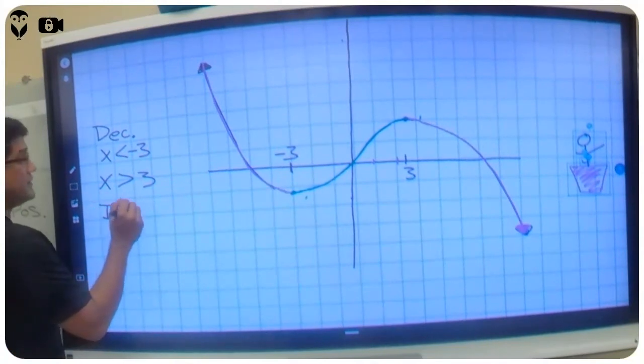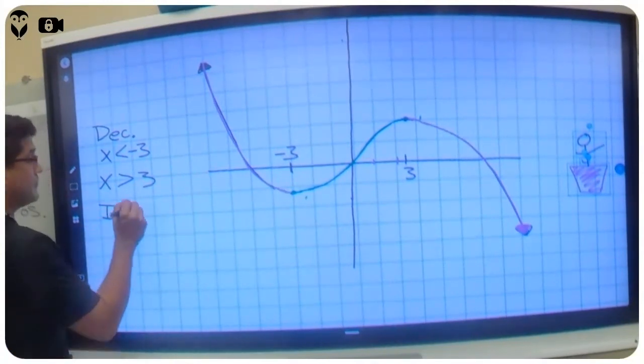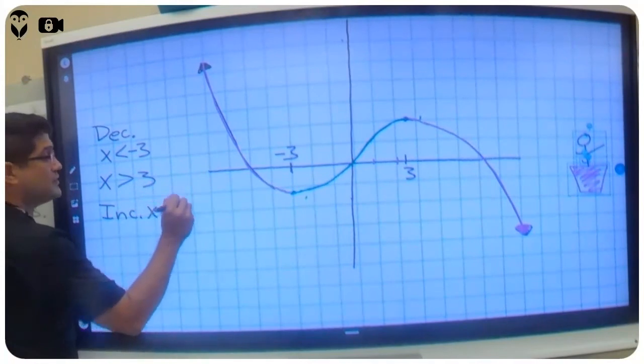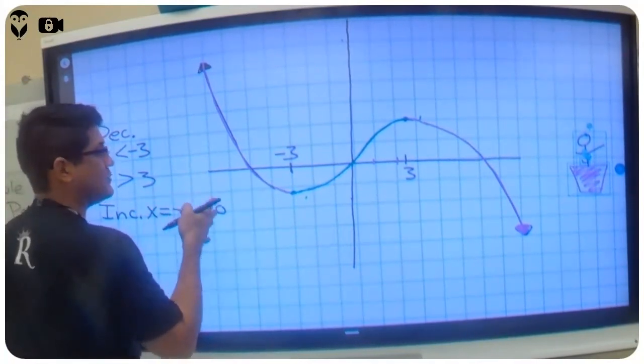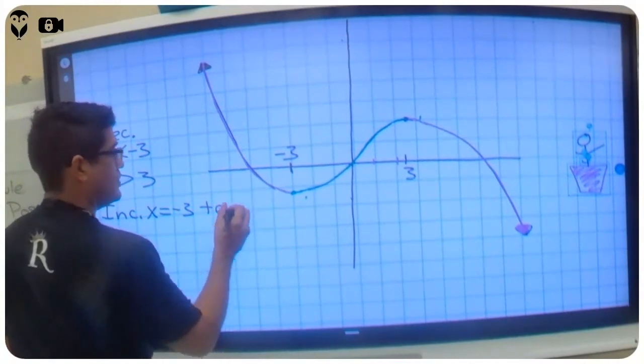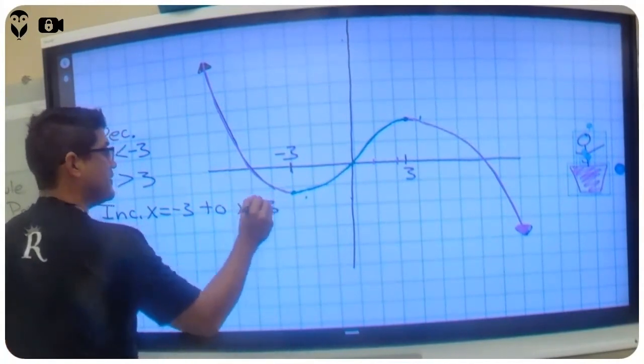When is it increasing? Okay, well, it's increasing from X equals -3 to, or between X equals -3 and X equals 3. And that's when it's increasing.